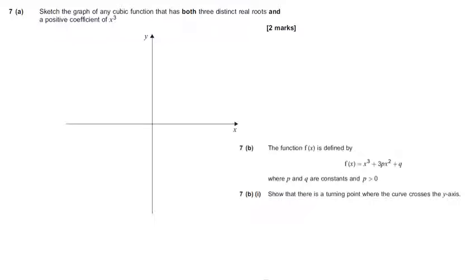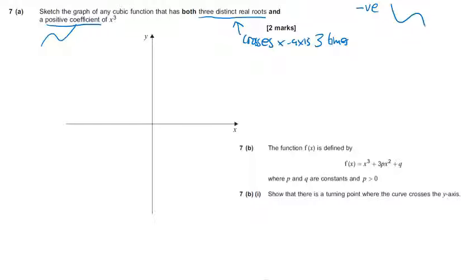Question 7. Sketch the graph of any cubic function that has 3 distinct real roots. Okay, so what does that mean? It means it crosses the x-axis 3 times and a positive coefficient of x cubed. Okay, so a positive one has this sort of shape graph. If it was negative, then it has that sort of general shape. So I need to do one that shape and crosses 3 times, so it could go something like this.